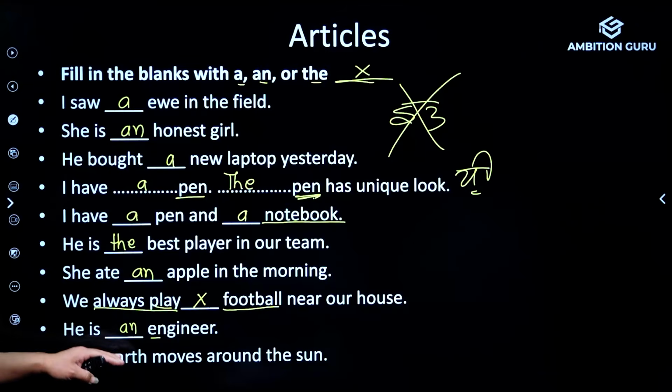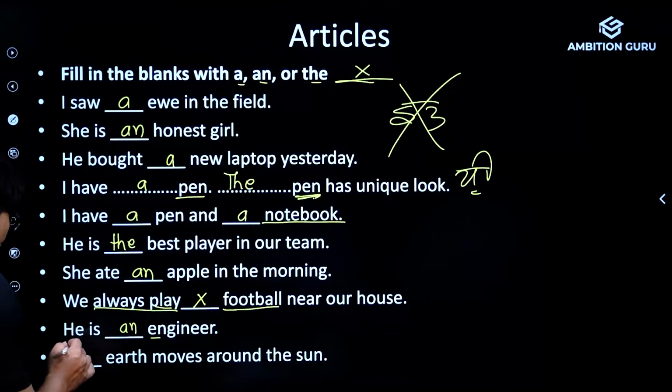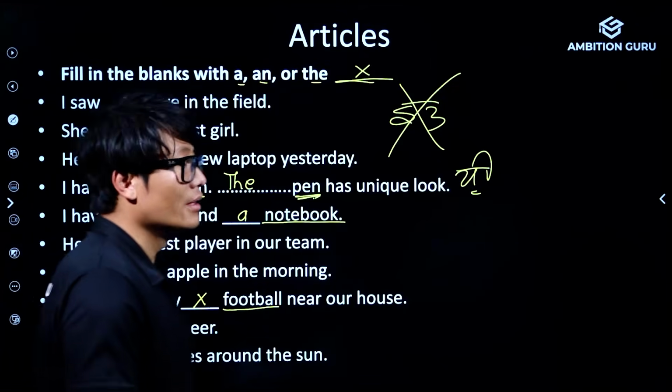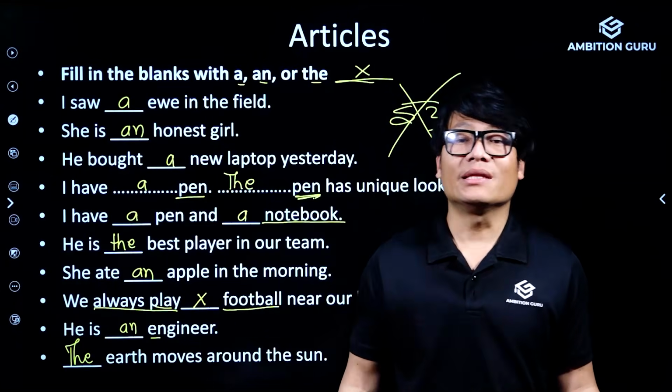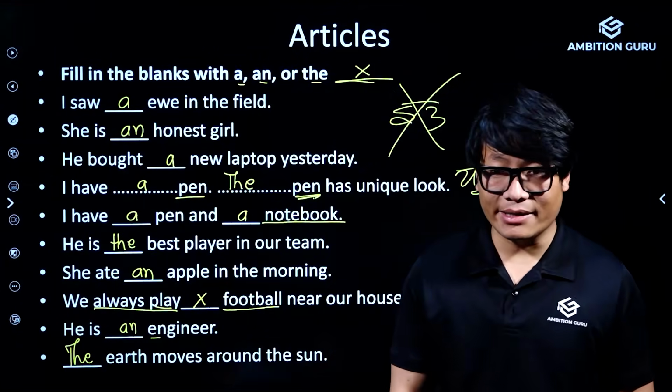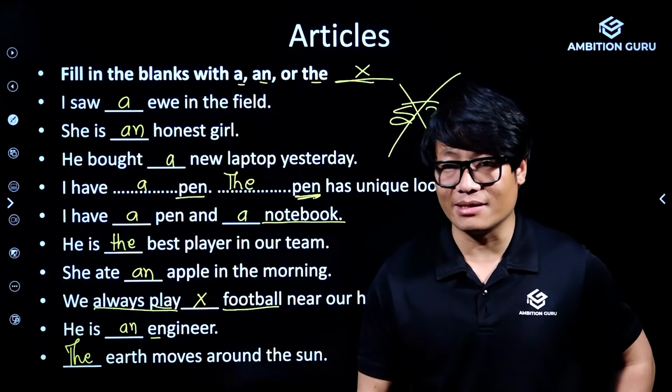Next, last question. Dot dot dot earth moves around the sun. Earth moves around the sun. Very good. So here should be the. The earth moves around the sun. Very good. So this is article, and I guess you don't have a problem with the articles.